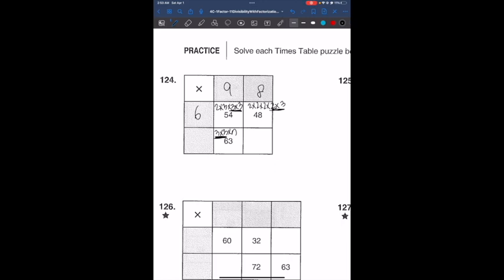And so 9 times this box must be 63. And 9 is 3 times 3. So this box must be responsible for the 7. And so this box can be solved by multiplying 7 and 8, which gives us 56.